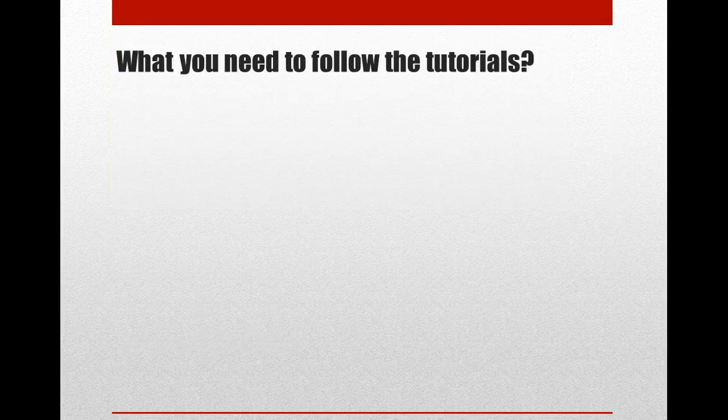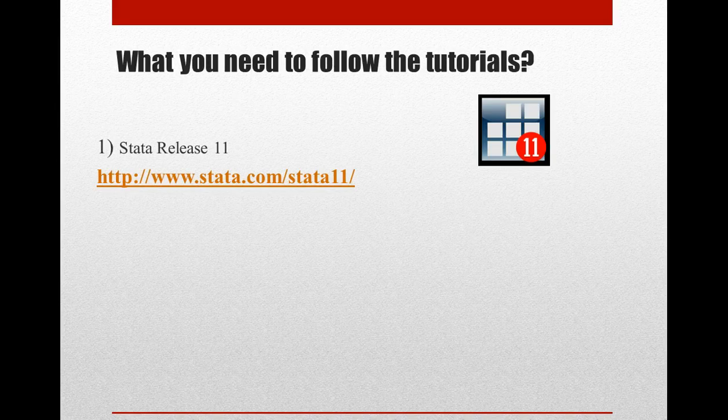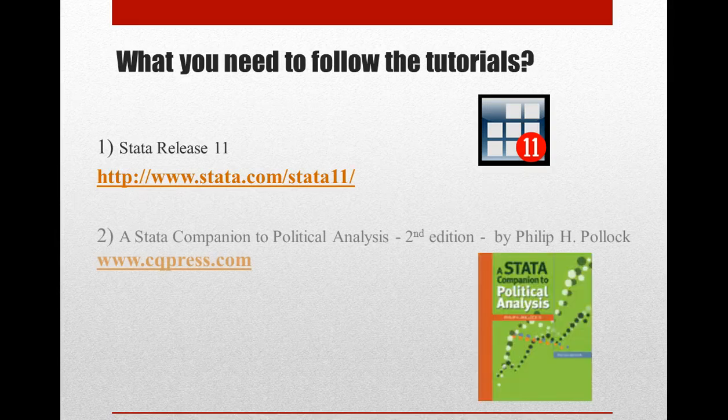To follow along with the tutorials, you will need the statistical software package by Stata Corp, namely Stata Release 11, which you can purchase a license for via the Stata Corp website at stata.com. Additionally, the tutorials will be done using the book A Stata Companion to Political Analysis, 2nd edition by Philip Pollock. This book is a 2011 CQ Press publication and can be purchased through the cqpress.com website.